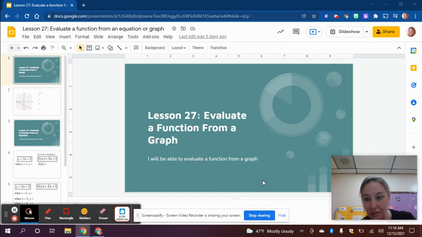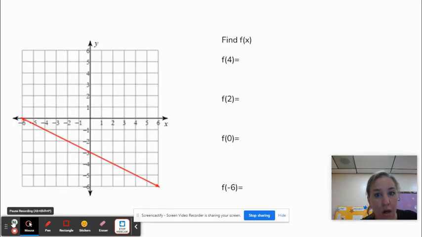Okay, this is a two-part video. First, we're going to evaluate a function from a graph. And then the second part, we're going to evaluate a function from an equation. So let's do that. Okay, so you'll see up here, it says find f of x. That's how we say that.